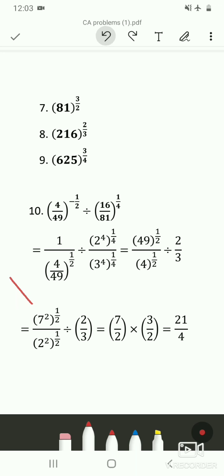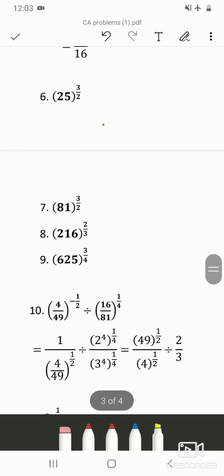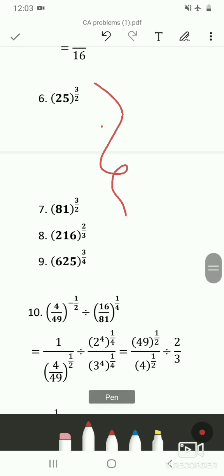So that's it for today's video. In tomorrow's class we will be solving some more problems based on laws of indices. So I want you guys to solve these 4 problems. So they are very easy. Also you have to memorize all the laws of indices.